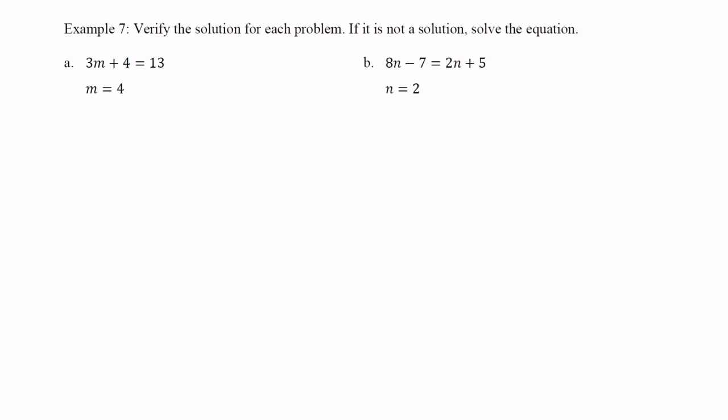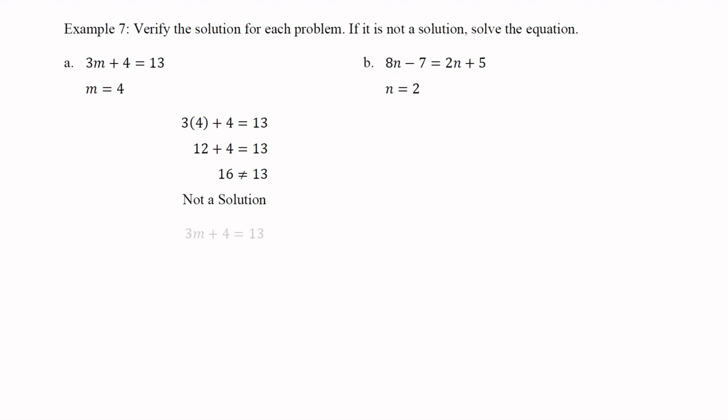So for example 7 here, let's verify the solution for each problem. If it is not a solution, we're going to solve the equation. So for A, we have solved this equation and we found that m equals 4. Now we want to check to see if that solution is correct. So we're going to substitute 4 in for m, and then we're going to use our order of operations on the left-hand side to see if it equals 13. So 3 times 4 gives us 12, and then 12 plus 4 gives us 16. So that is not equal, so the solution that we came up with is not a solution.